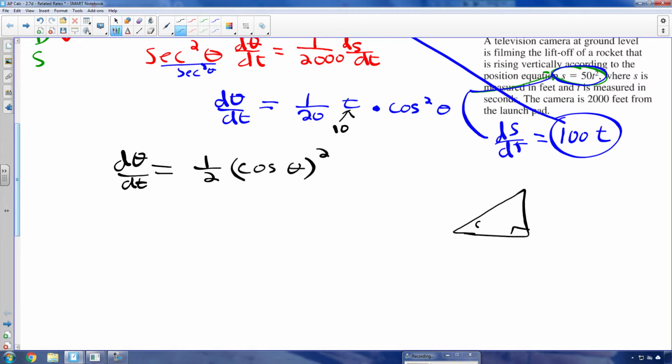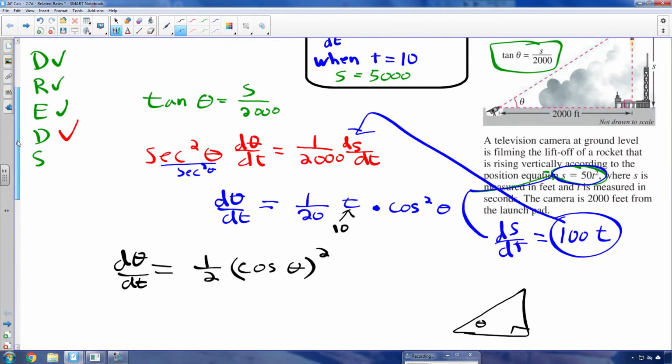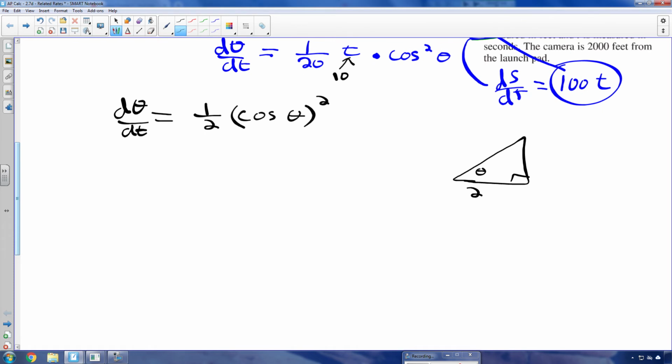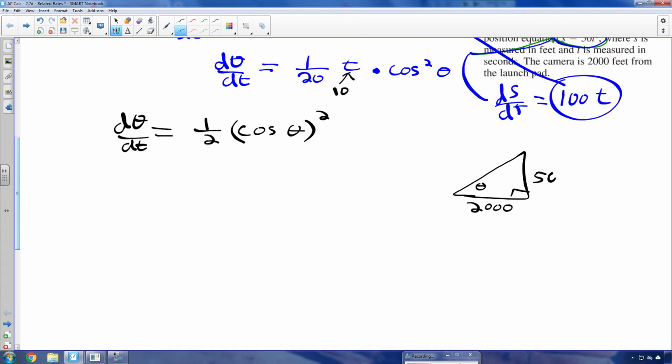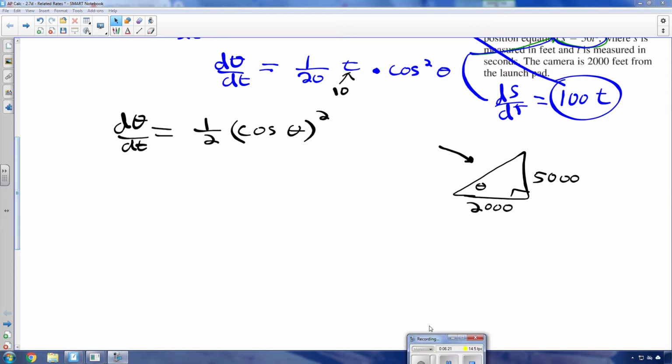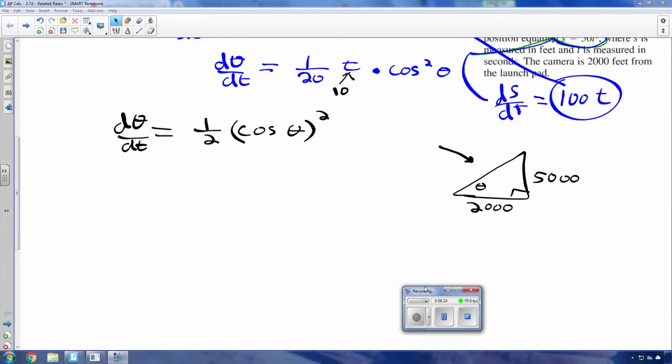So if we draw the triangle out, we know the triangle looks something like this. Here's theta. We know that the horizontal was 2,000. And I think we did some work to find out what the height was. We did it kind of up here. It was 5,000, so remember in the green box, you'll see 5,000, okay? And there's going to be a ton of work to get whatever this is.